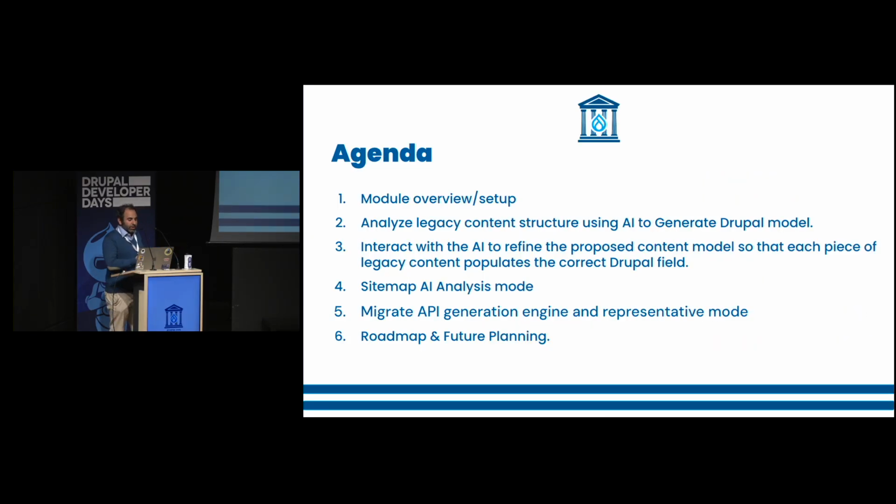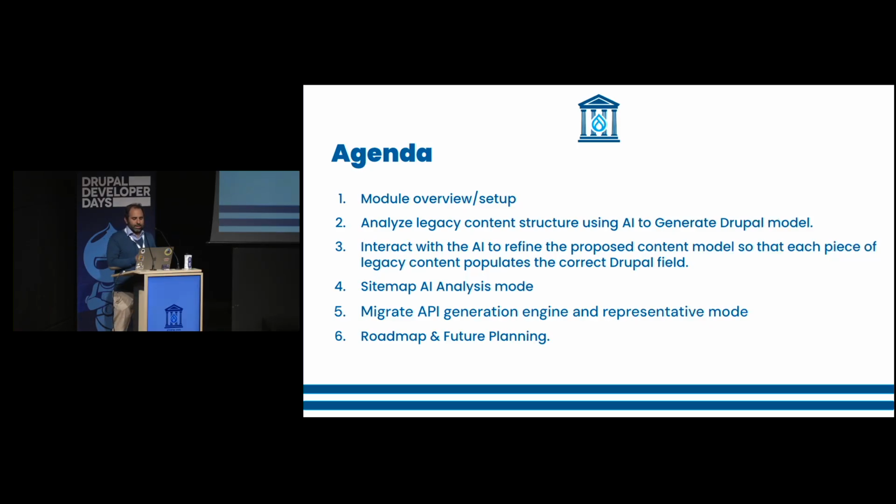But let's introduce the agenda of this session. We'll start with an overview of the AI Content Migrate module, what it does and how to enable it. Then we'll see how it analyzes some legacy pages in its standard mode, the simplest mode. It automatically detects the structure using AI models and the AI core contrib module, and provides a Drupal content model, so content types, taxonomies, fields, media, and all this stuff.